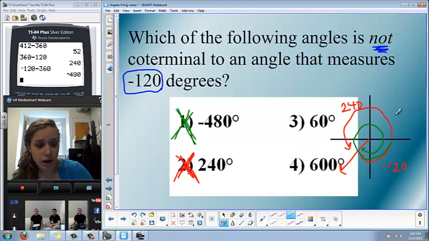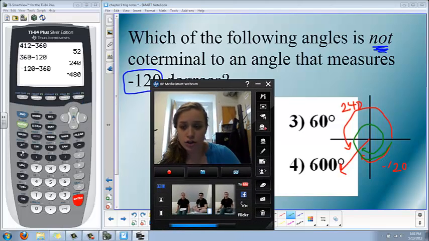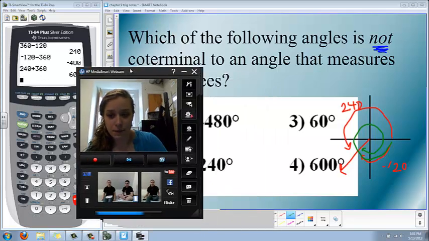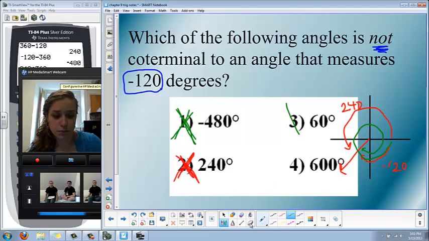Well, now we're obviously going in the positive direction, so let's see what would happen if we took 240 degrees, because that's what negative 120 is also equal to, and then let's see what happens if we keep going all the way around another 360 degrees. So let's do plus 360. That happens to be 600 degrees as well. So this one is also coterminal, which means that 60 degrees is the only one that's not coterminal.